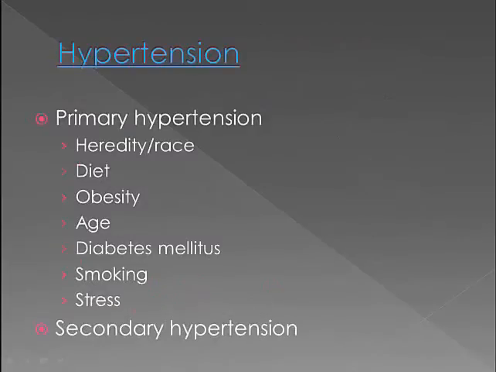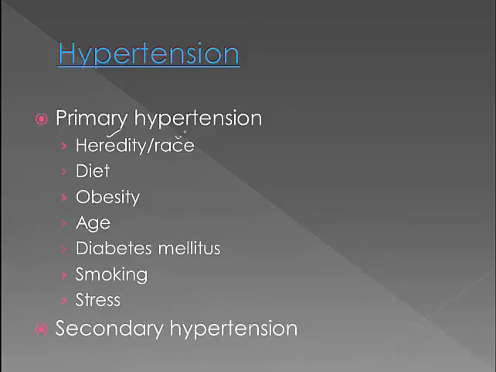So let's see the two types of hypertension we have. Primary hypertension is present in most people. In 90% of the people, it's primary hypertension. And no real cause is known, but they think some of these are the probable causes. So it could be inherited. Maybe somebody in the family has it, and so it's passed down.